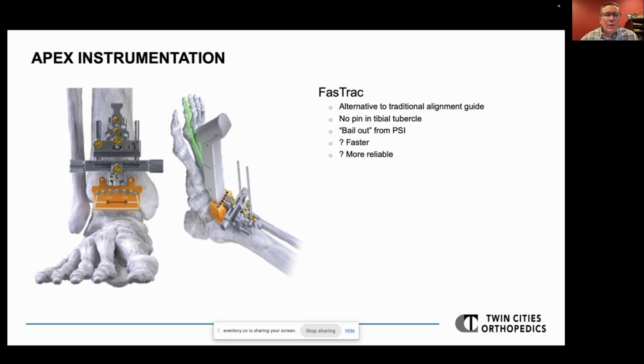if we just don't feel like it's perfect. So I've had to do that maybe once in a patient who had a lot of post-traumatic deformity, had some previous hardware that I had to take out, and the PSI guide just didn't really, frankly, fit that well. I was able to use the fast track device to then make sure I had my alignment perfect before I went ahead and made my tibial and talar cuts.